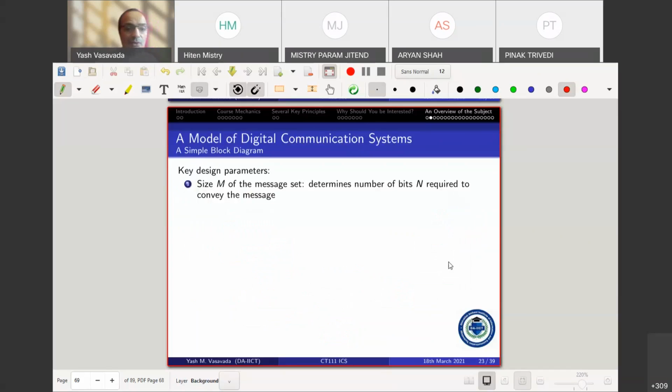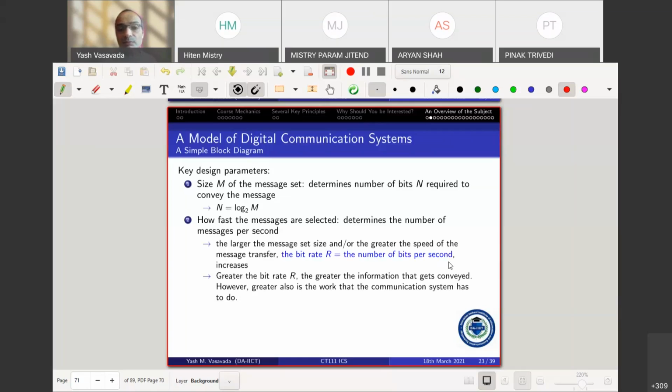Okay, so now we will go to the lab that you did and look at some of the parameters that you studied in that lab. So the size of the message set determines the number of bits that are required to convey the message. It is the logarithm base 2 of the number of messages.